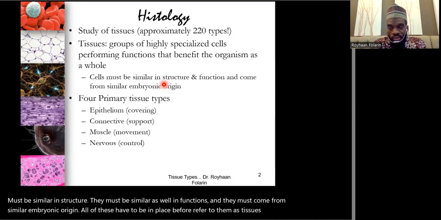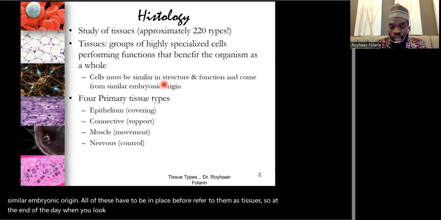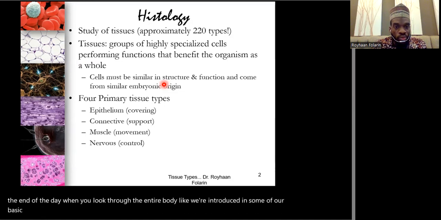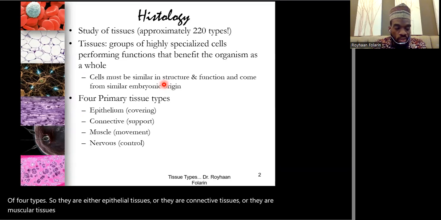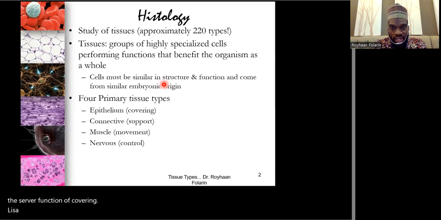So at the end of the day, when you look through the entire body, like we introduced in some of our basic classes, you would find out that all the tissues in the body are one of four types. They are either epithelial tissues, or connective tissues, or muscular tissues, or nervous tissues. The epithelial tissues serve the function of covering. They serve as covers, they serve as linings.